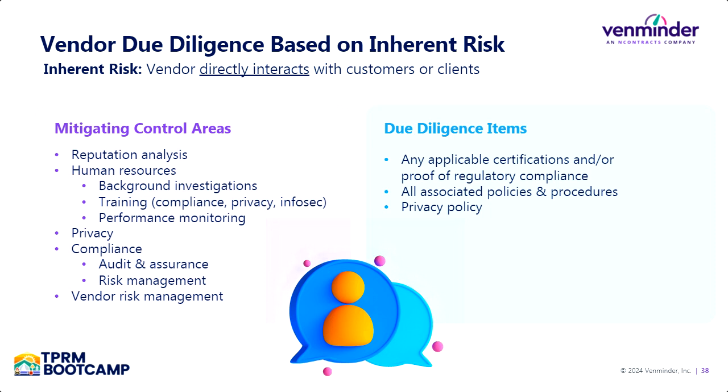Okay, in this instance, we're thinking about a vendor that directly interacts with our customers or clients. And you're probably starting to notice some trends here, but with this particular type of vendor, there's a lot of risk that's centered around the compliance risk and reputation risk. So our mitigating control areas are really about reputation, their people, how they hire them, how they train them, and how they perform. Privacy, all aspects of compliance and how they manage their own vendors. So of course, we're going to start getting all those certifications, including things like training logs for their employees, all their policies and procedures, and their privacy policy.